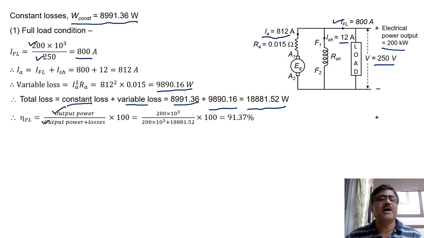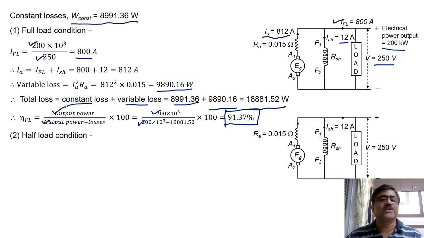Now with the help of these total losses, we can calculate efficiency at full load, which is output power divided by output power plus losses into 100. So it is 200 into 10 raised to 3 divided by 200 into 10 raised to 3 plus 18881.52 multiplied by 100. So full load efficiency is 91.37%.